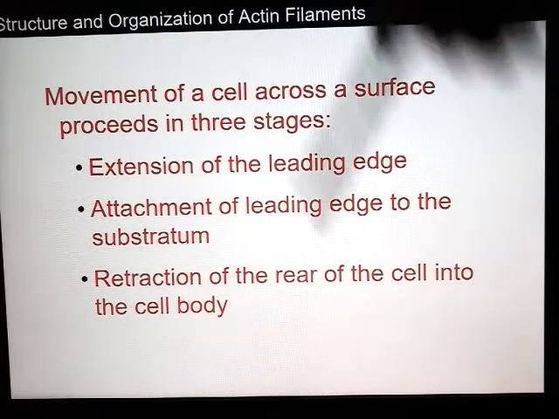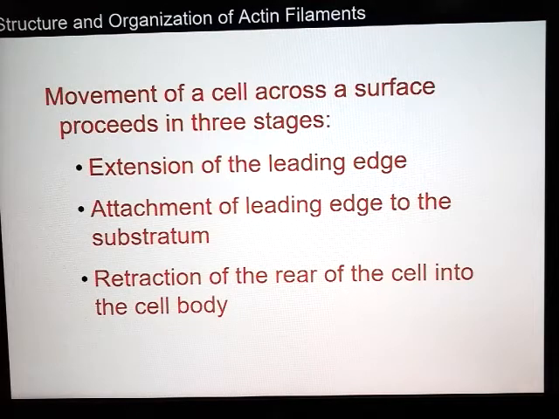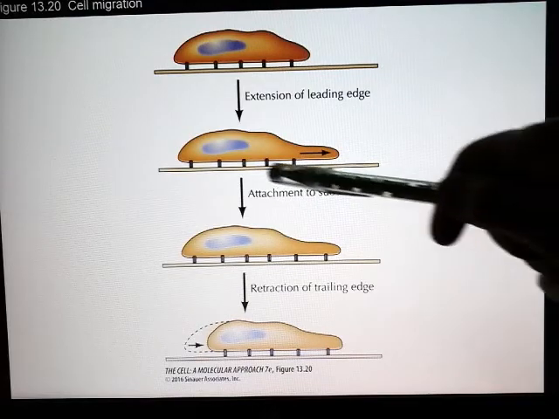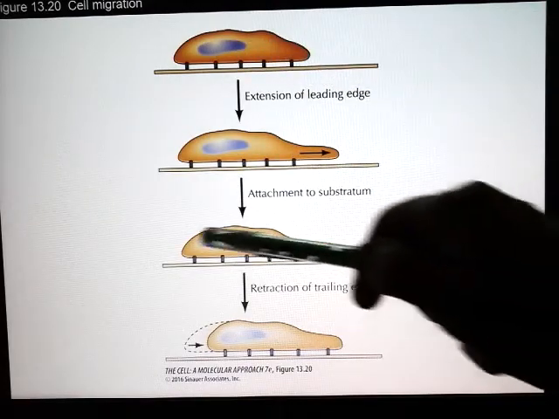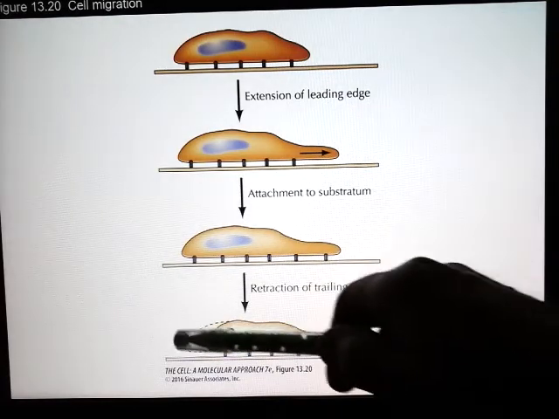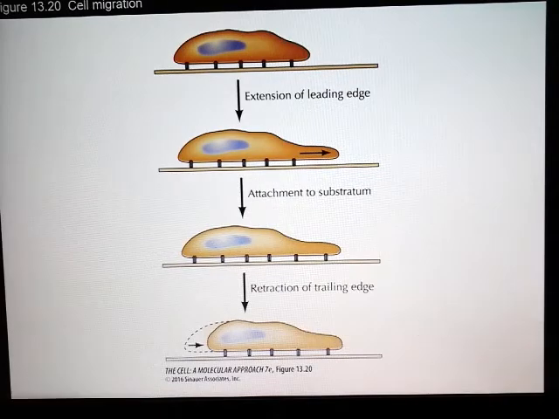So, know this. Movement of a cell across the surface proceeds in 3 stages: extension of the leading edge, attachment of the leading edge to the substratum, and retraction of the rear of the cell into the cell body. And here's an example of that. You're extending here, guys, and what you should see is as you move along, these attachments, these little bars here, are attaching, and then once it's moved a certain amount, the back part retracts, and that keeps going on.